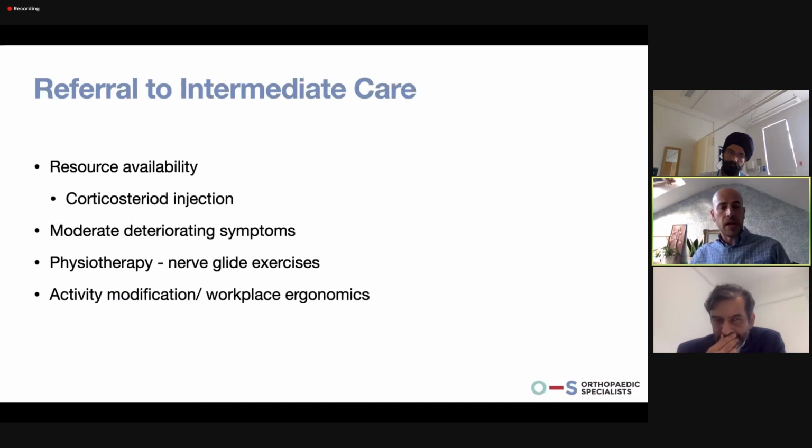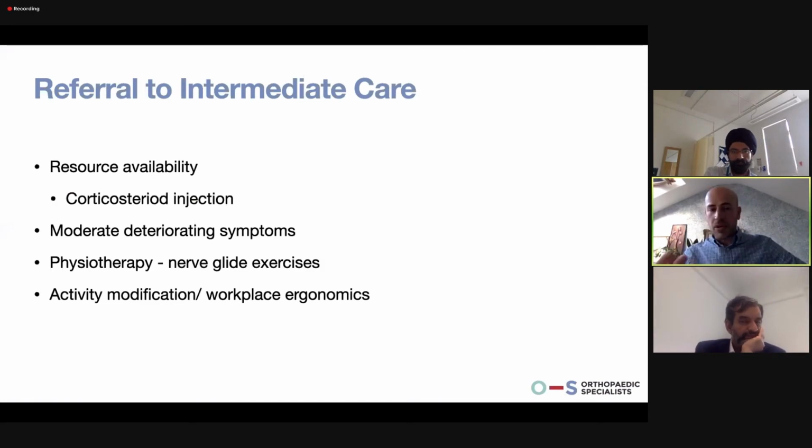So, referral to intermediate care, this is kind of MSK physiotherapy level of care. This is based on resource availability. If a corticosteroid injection can't be performed in primary care, then one would refer to MSK specialist input. One would also consider referring to intermediate care for moderately deteriorating symptoms.